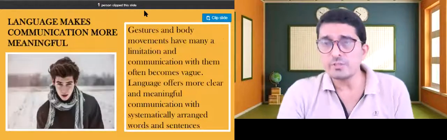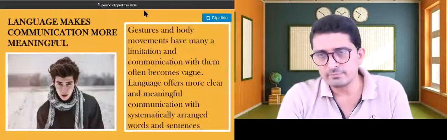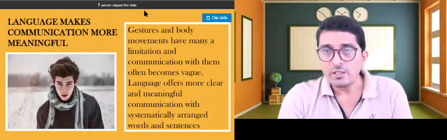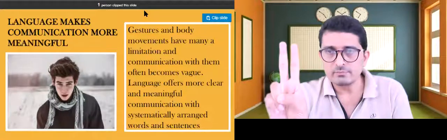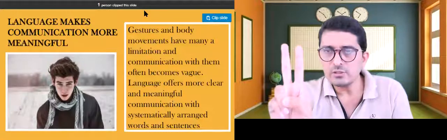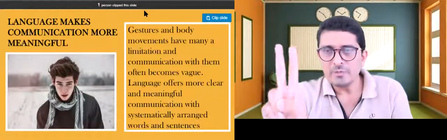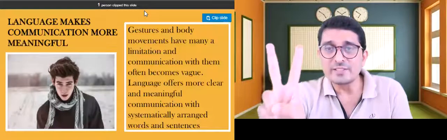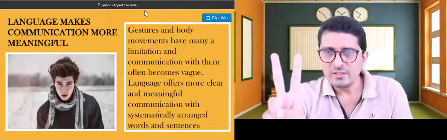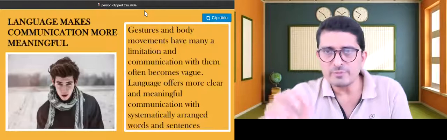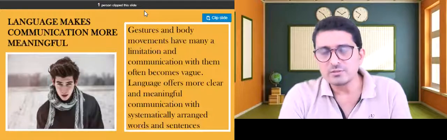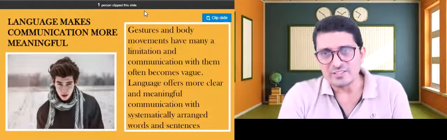Then language makes communication more meaningful, because we have told that language is meaningful. And this nature you cannot see in any other gesture. For example, if you use this signal, it has different meanings. Sometimes I may want to tell you two, or otherwise I may want to tell victory. So gestures are not meaningful. There may be some confusion. But when you use the word, if I tell I want two people, it's clear, complete. If I tell we want to express our victory, we have won, it's clear.